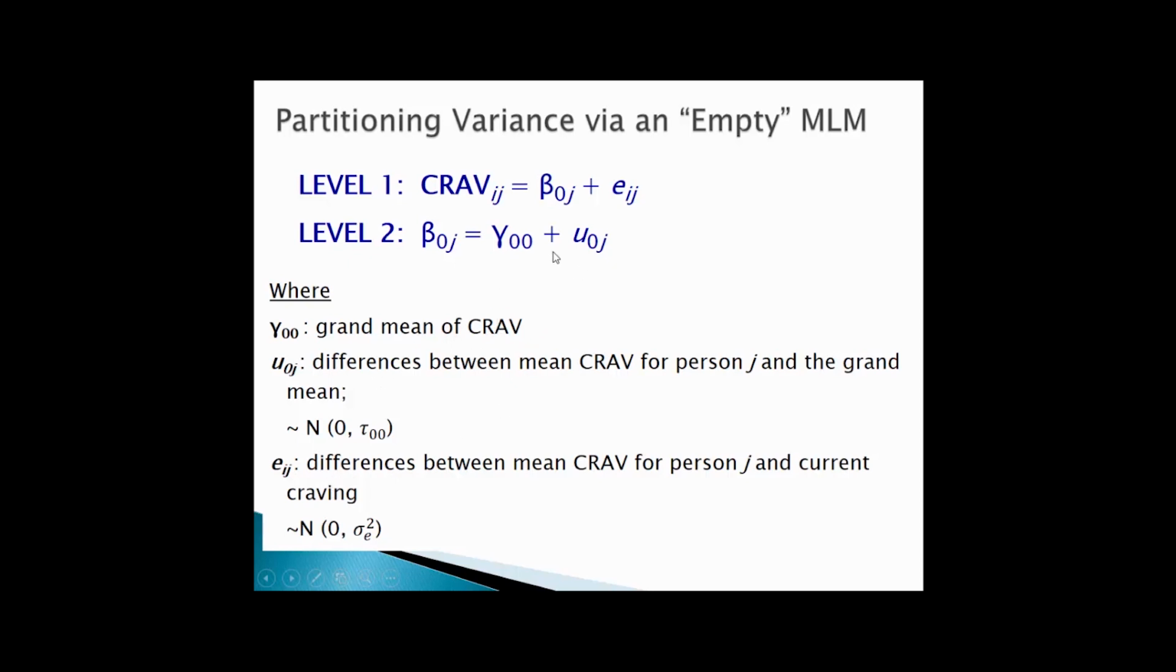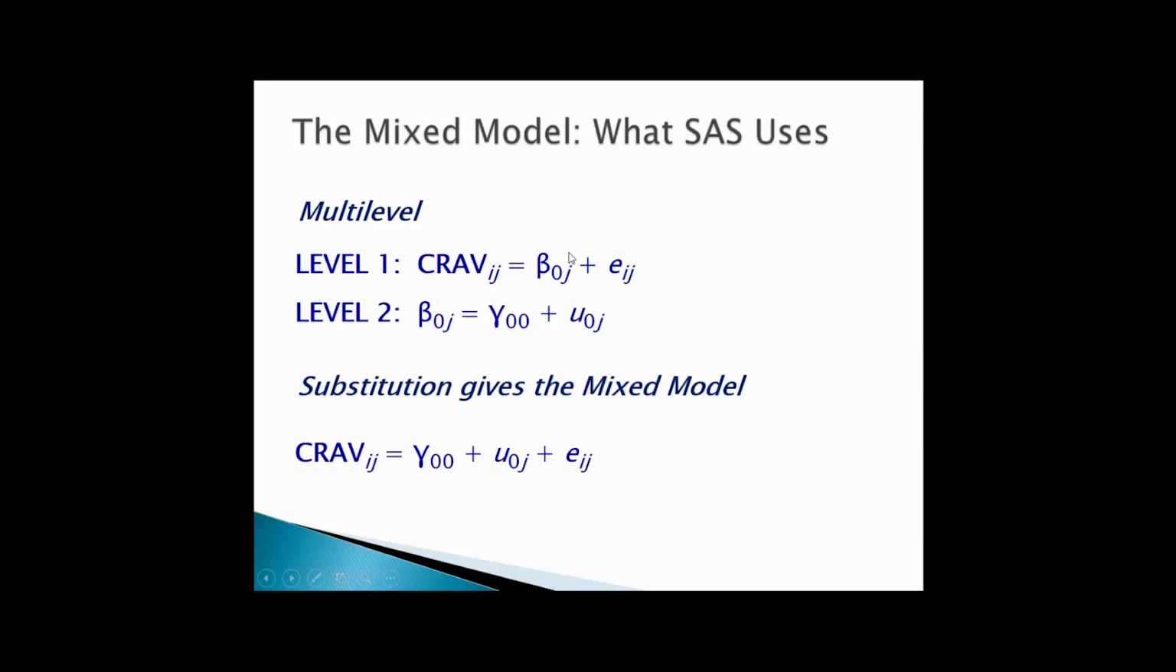And we can also talk about the U terms as being the variability across the means, right? So it's telling us something about the differences between the mean craving for person j and the mean craving for another person in the sample. And so the variance of the e terms gives us within person variance. The variance of the U terms gives us between person variance. Okay? And so combining across the two levels, we can get what's called the mixed model.